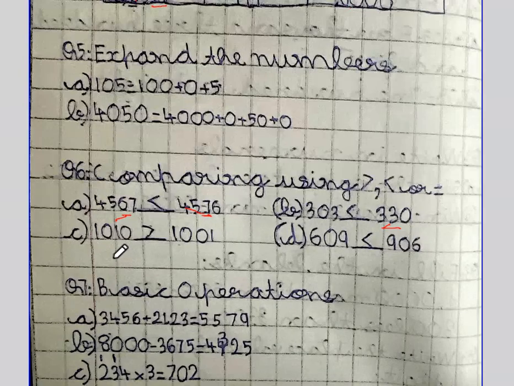For the third question, it is 1010 and 1001. First two digits are same. So moving to the third digit, here it is 1 and here it is 0. So 1 should always be greater than 0. Next, 609 and 906. Here the first digit itself is different. So 6 is lesser than 9, lesser than symbol will come.